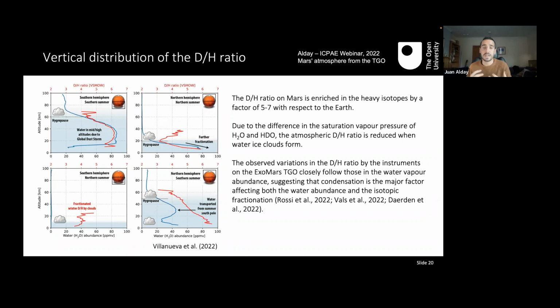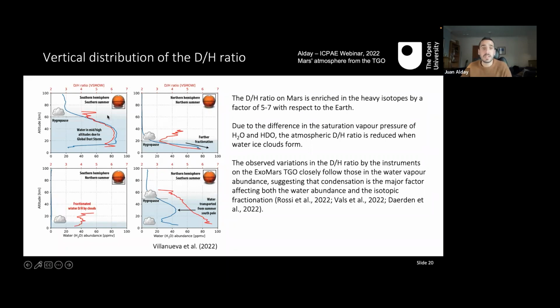But not only can we measure that the D/H ratio is enriched in the heavy isotopes, we can also measure drastic variations of the D/H ratio. And in order to explain the variations that we saw, I took this figure from the paper of Jerónimo Villanueva in 2022, which I think shows very nicely how the variations in the D/H ratio correlate with the variations in the water vapor abundance.